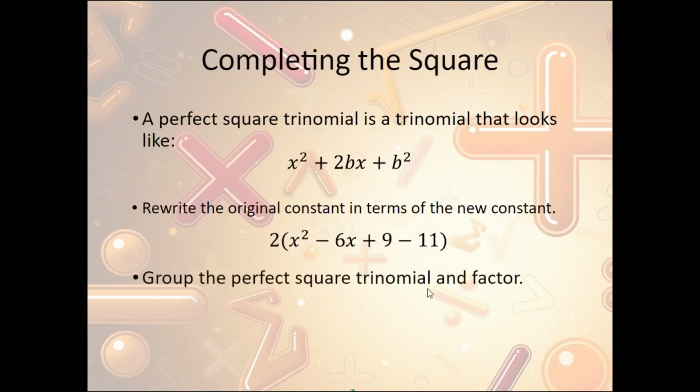Now we rewrite it as a perfect square trinomial. So we get x squared minus 6x plus 9, and that becomes (x minus 3) squared. And then we take this part and we just need to distribute the 2 back to it. So 2 times negative 11 is negative 22. So we get 2(x minus 3) squared minus 22.